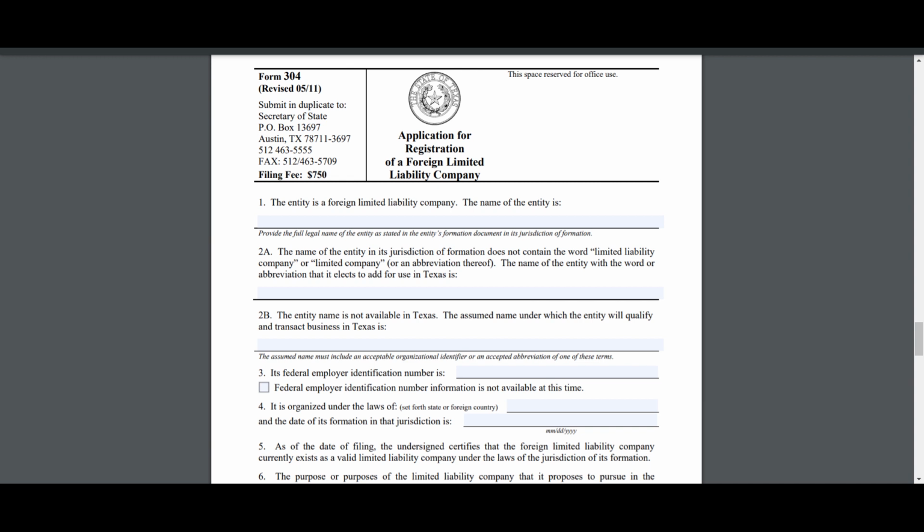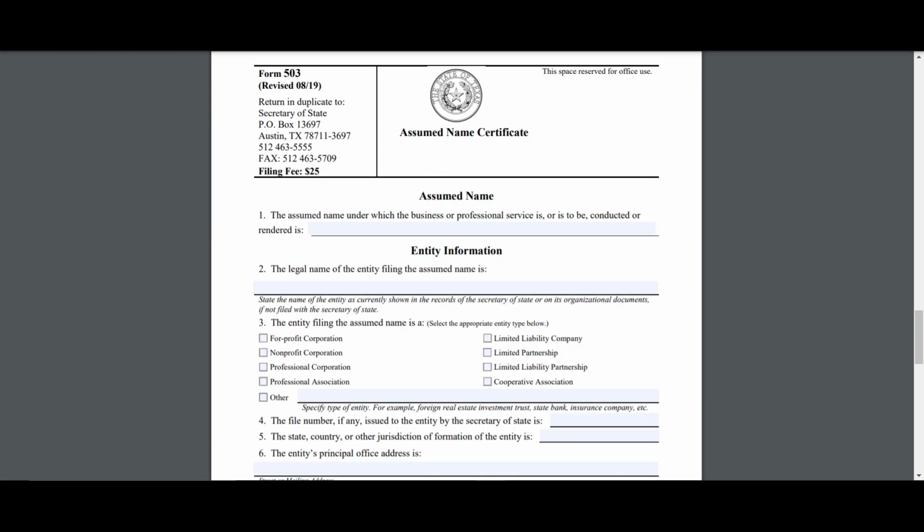To register, file an application for registration of Foreign Limited Liability Company, Form 304. The application may be filed online or by postal mail. The filing fee for this is $750. Before filing the application, make sure the LLC's name is available in Texas by checking the Texas Business Name Database.